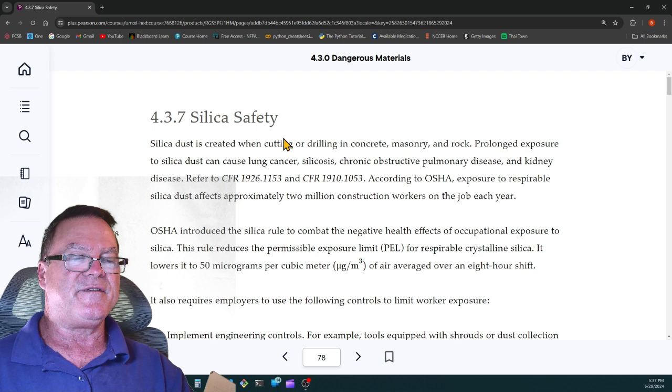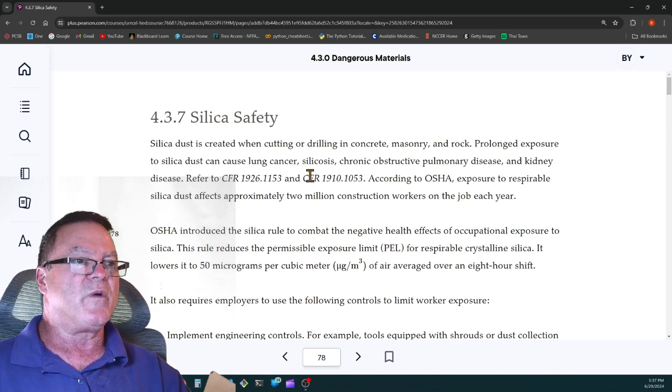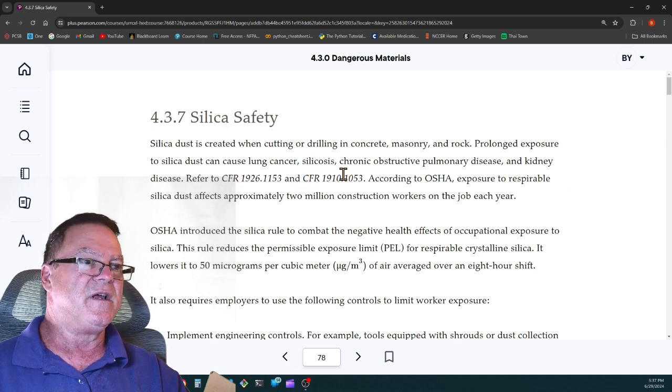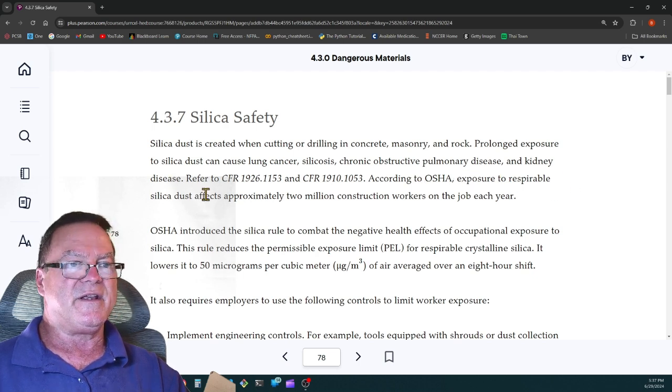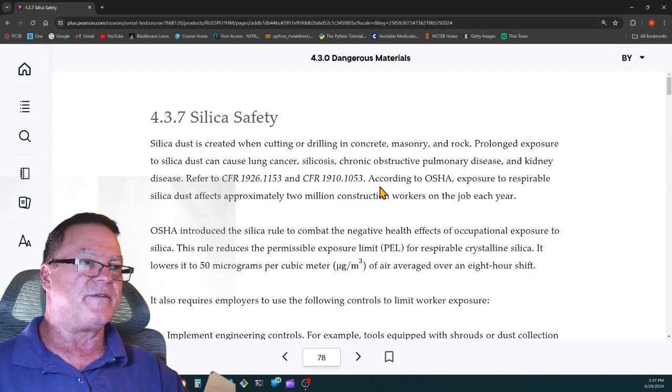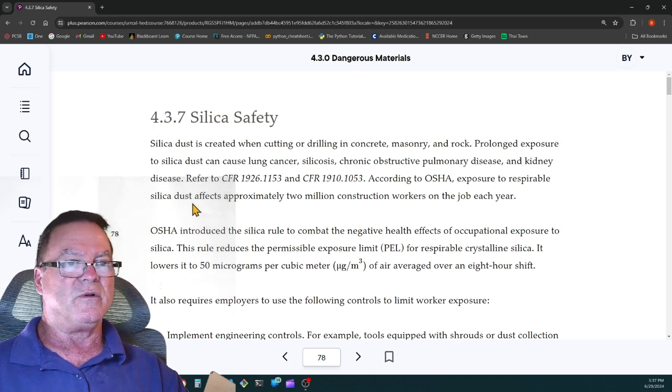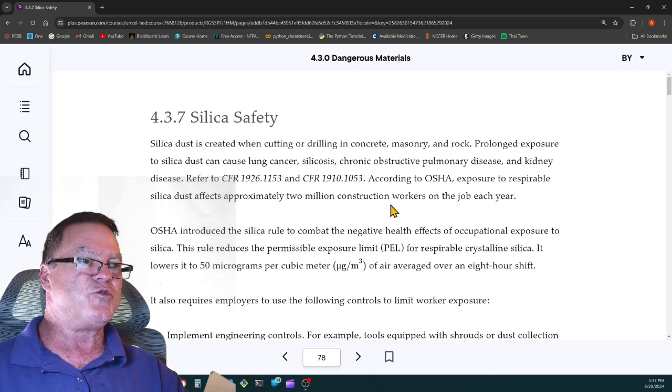4.3.7 Silica Safety. Silica dust is created when cutting or drilling in concrete, masonry, and rock. Prolonged exposure to silica dust can cause lung cancer, silicosis, chronic obstructive pulmonary disease, and kidney disease. So refer to CFR 1926.1153 and CFR 1910.1053. According to OSHA, exposure to respirable silica dust affects approximately 2 million construction workers on the job each year.